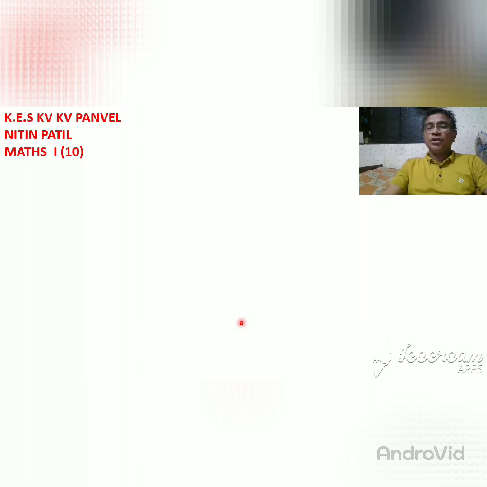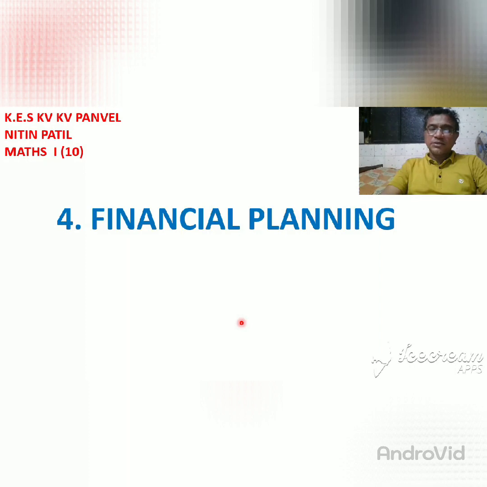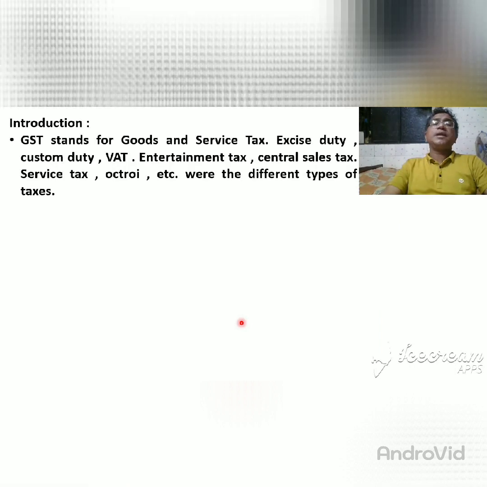So in Maths 1 only one chapter remains, and that is financial planning. Today we are going to start financial planning. So let me start. What is financial planning? First we want to see the GST. GST means what? GST means Goods and Services Tax.